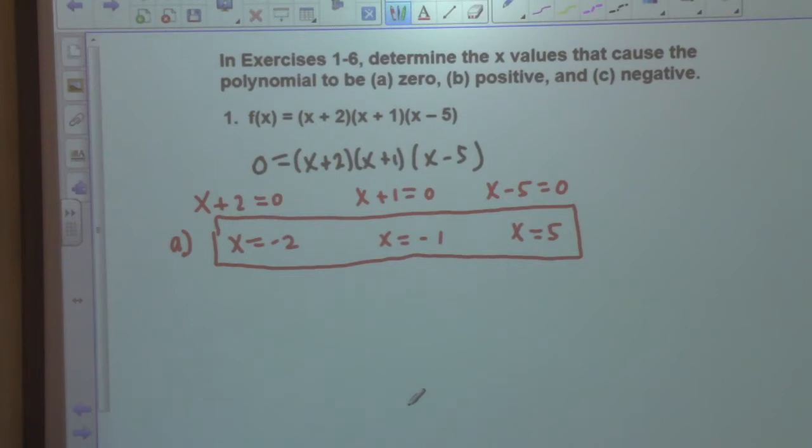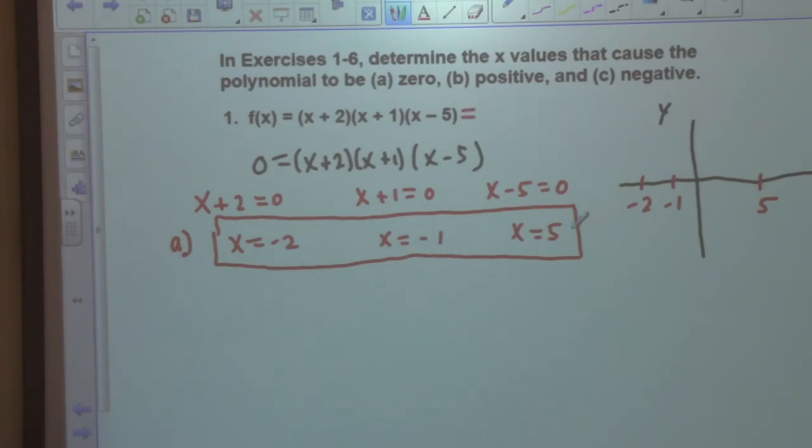Now there are two different ways of doing this, one of which we have done for a few weeks now. You want me to remind you of what that is? Yes, please. Okay, what you do is you have x, y right here, and you mark your x-intercepts here. So -2, -1, and 5.